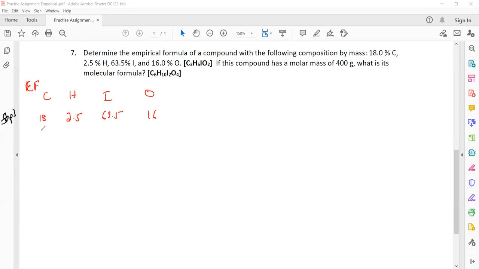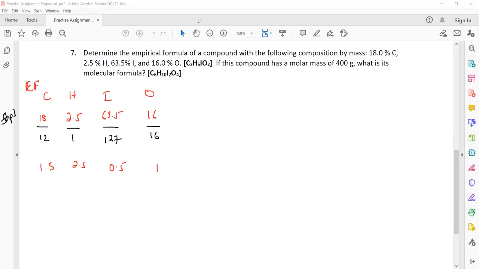So for carbon it is 12, for hydrogen it is 1, and for iodine it is about 126.9, or 127 you can take, and oxygen is 16. So this will be 18 divided by 12, which is 1.5. This will be 2.5, this will be 0.5, and this will be 1.